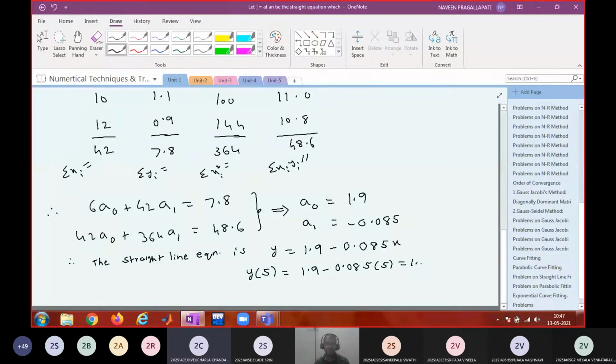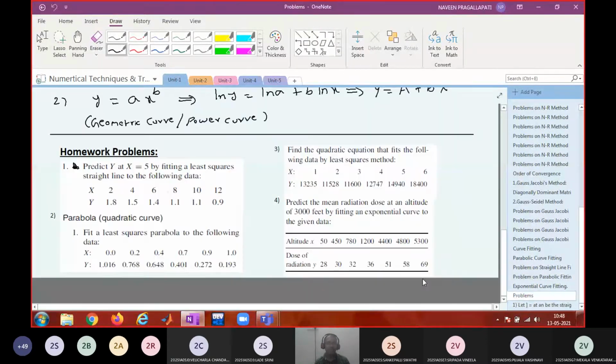What is that value at x equal to 5? 1.475. 475, sir. Okay. So we were able to predict the value of y at a given value of x. So at 5, we are able to get 1.475 as a value.